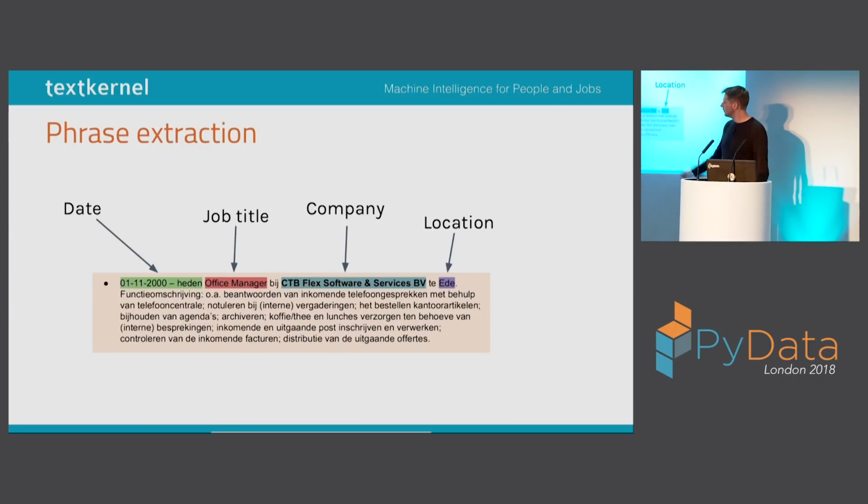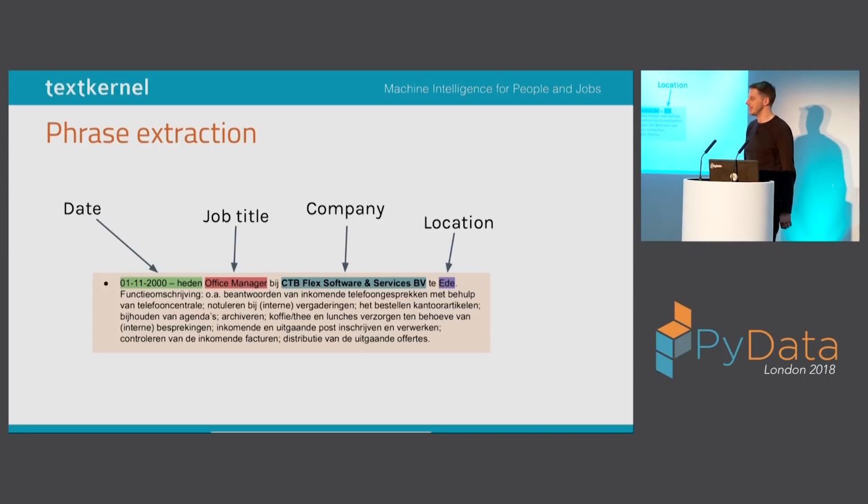So how do we label this phrase as a date, Office Manager as a job title, CTB Flex Software and Services BV as a company, and Ede, which is a city in the Netherlands, as a location? So what we have here is a sequence of words, or a sequence of tokens, and we have a sequence of labels, namely the first three words are date, the next two words are job title, the next word is nothing, and then there's a bunch of words that are company. So that's what I mean by sequence labeling.